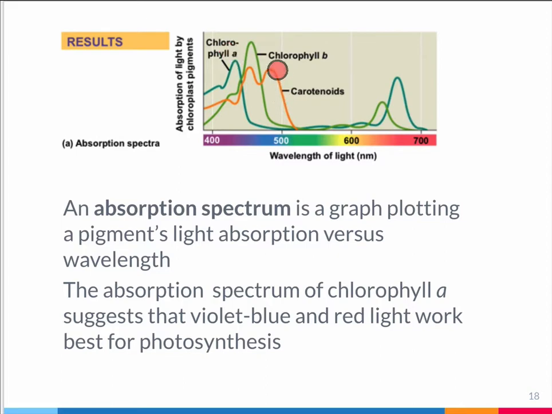The same thing is true of the carotenoids. So the carotenoids pick up a lot of the wavelengths and absorb a lot of the wavelengths in the blue and indigo range that would otherwise be lost to chlorophyll A.